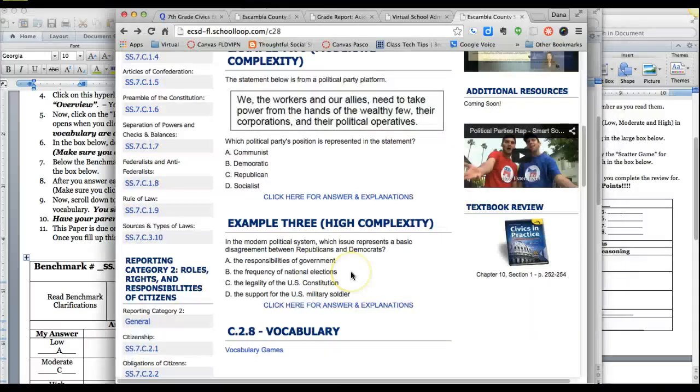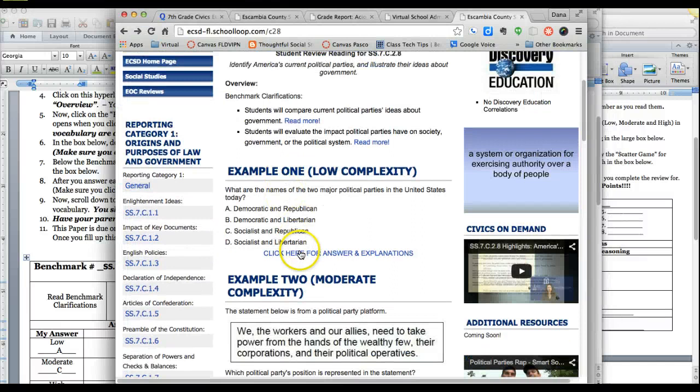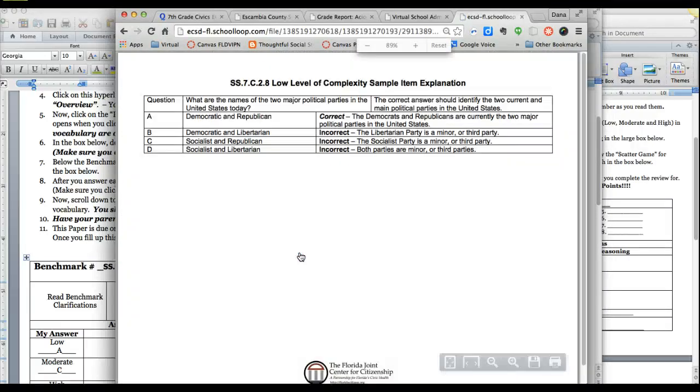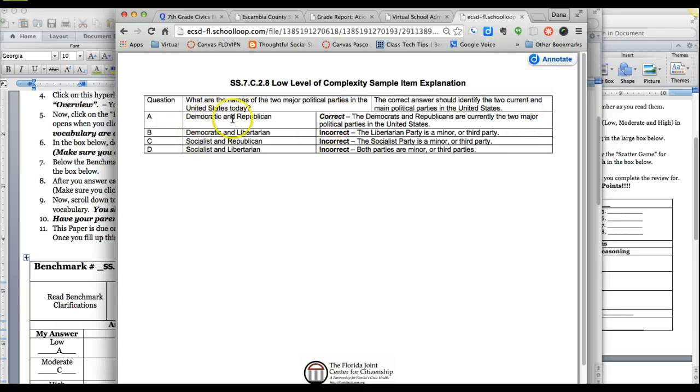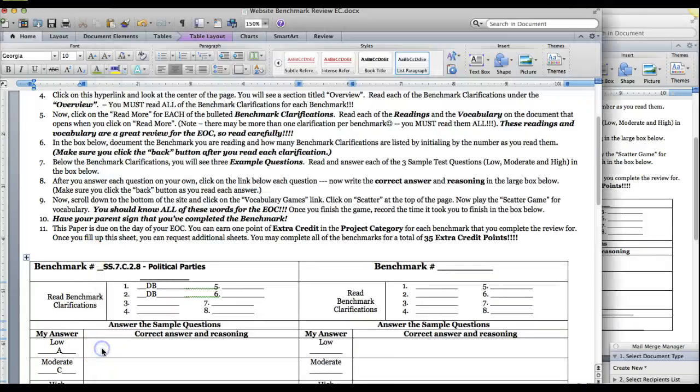So let's go up to question 1. You would click here for the answer and explanation. All right, and it says the correct answer is A, Democratic and Republican Party. And the reason is the Democrats and the Republicans are currently the two major political parties in the U.S. So this is what you would put. Correct answer is A, and then you would write the reasoning.